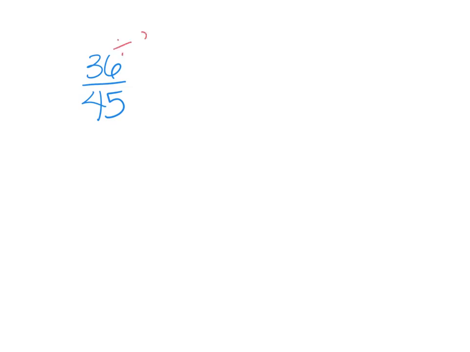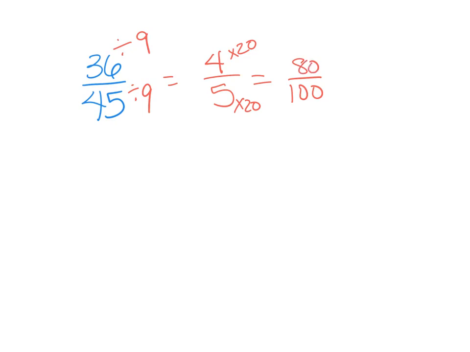So if I divide both 36 and 45 by 9, 36 divided by 9 is 4, and 45 divided by 9 is 5. So then again, I know if I set that equal to 100, 5 times 20 gives me 100. So 4 times 20 is going to give me my numerator of 80. 80 100ths, the decimal is written just like you say it, and then that becomes 80%.